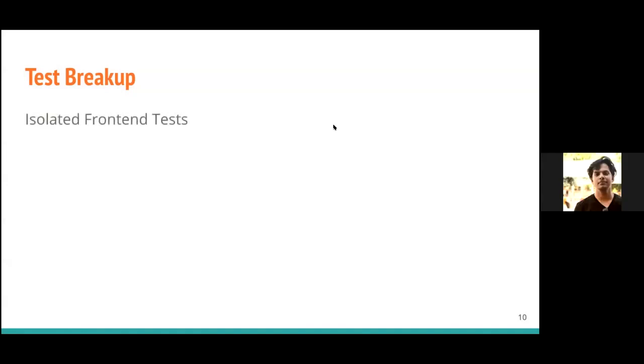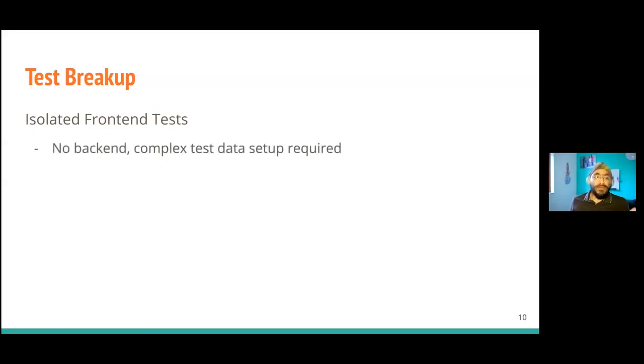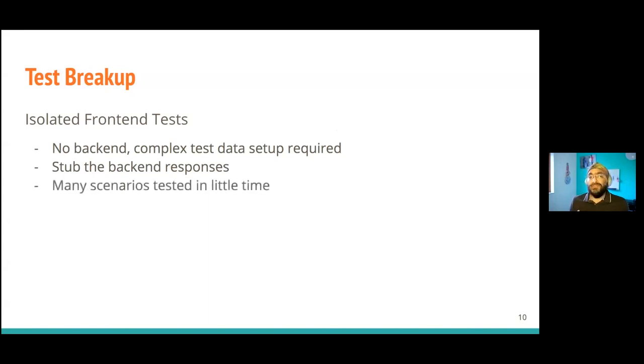Now, what we would like to do in these isolated front-end tests is you have no backend, or you can just completely mock and stub the backend. We do not have any complex test data setup required. What we're going to do is mock everything and stub the backend responses. We are not going to go to a backend and check for the answers or the responses. With that, we can execute a lot of scenarios in a very small amount of time.